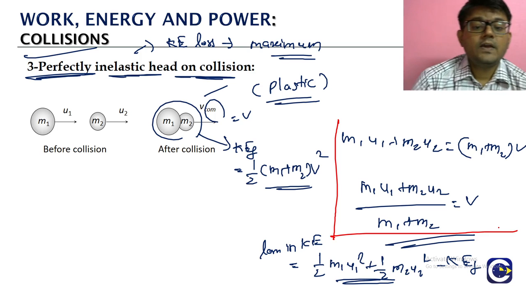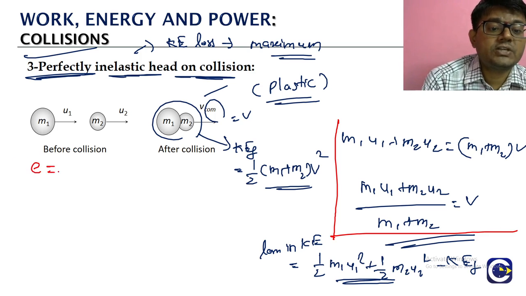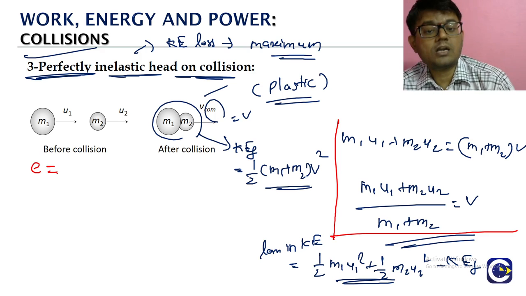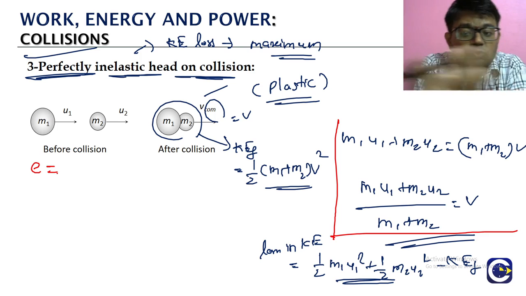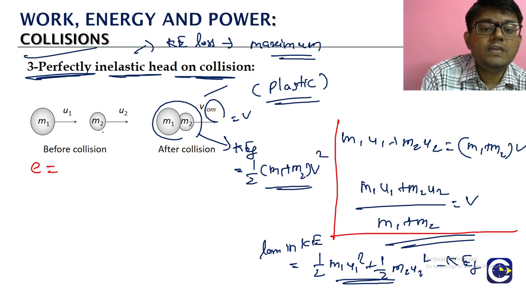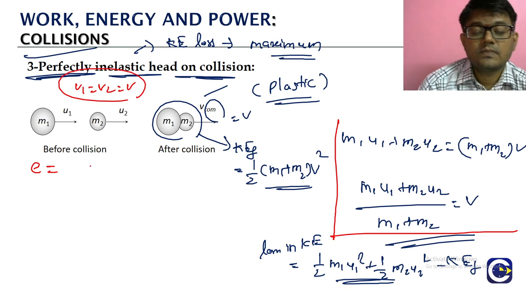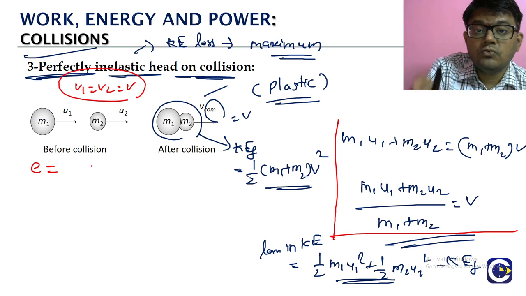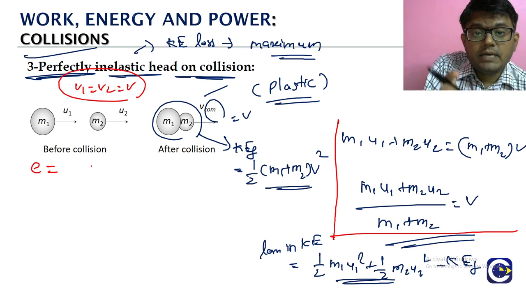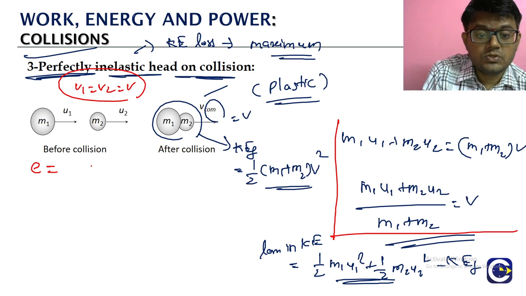Now if you want to talk about the coefficient of restitution, what will it be? After the collision they both are sticking and moving, so v1 value is equal to v2, which is what we are calling the common velocity. What is the coefficient of restitution formula? v2 minus v1 by u1 minus u2, relative velocity of separation after collision by relative velocity of approach before collision. So v2 minus v1 will be 0.